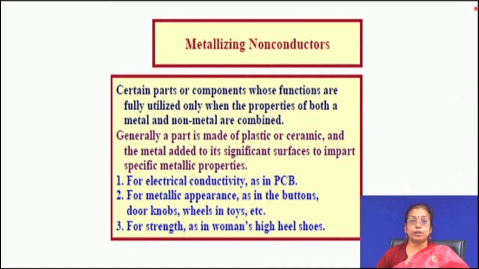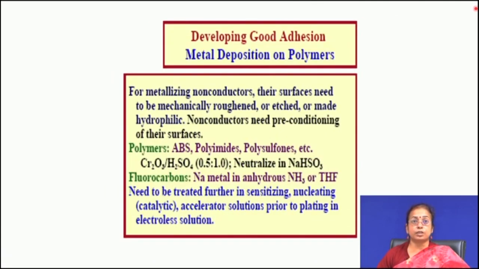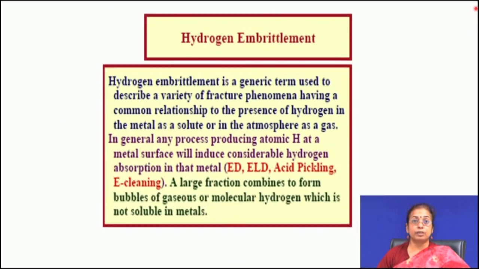But this technique is mostly applied for metallizing non-conductors, like for electrical conductivity in PCBs, for metallic appearance as in buttons, doors, knobs and wheels in toys, and for strength, where certain parts of a component have functions fully utilized when the properties of both metal and non-metal are combined. Usually non-metallic materials are coated by electroless deposition. It is also an important technique to deposit a very thin layer before electro deposition where the substrate is non-conductive.